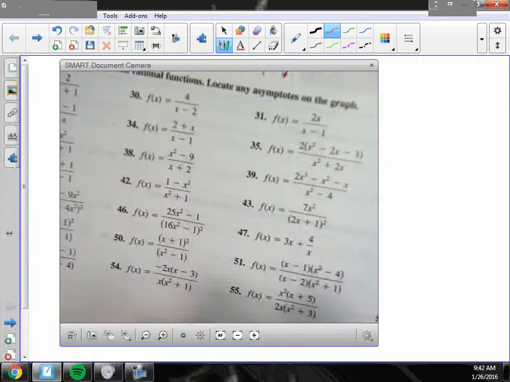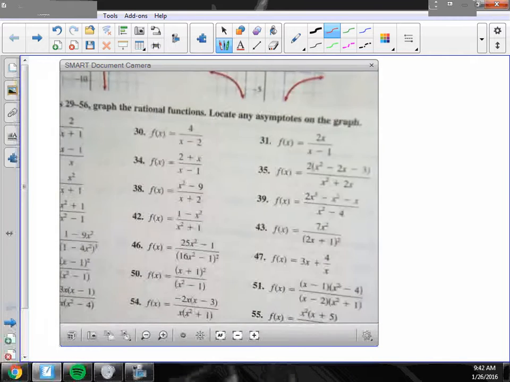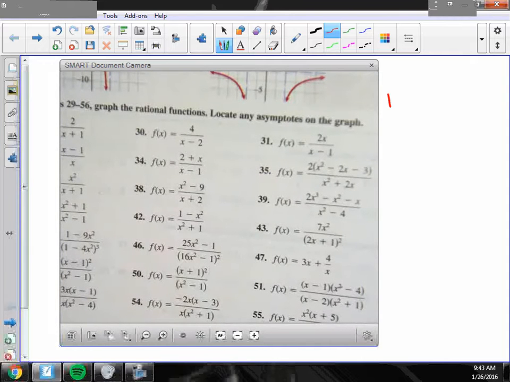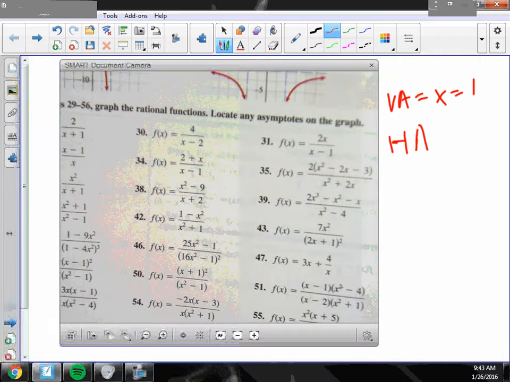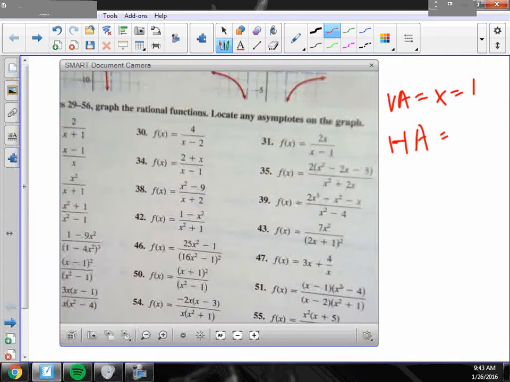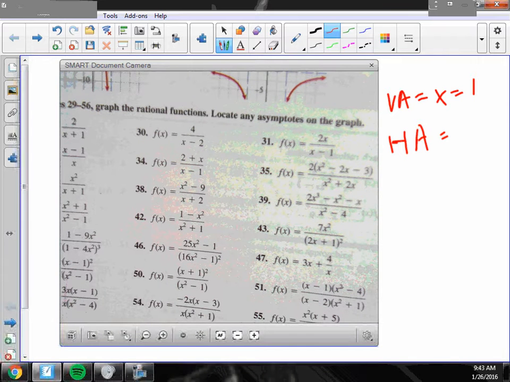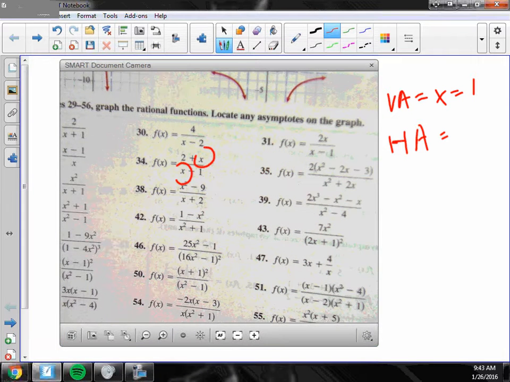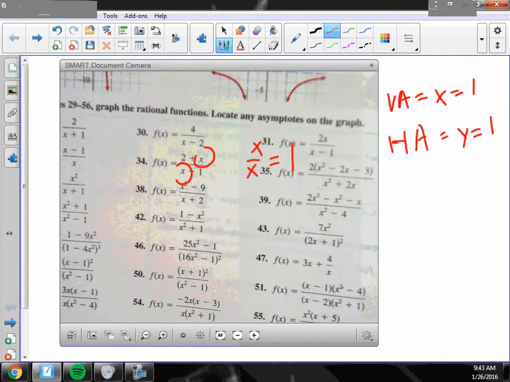All right, 34. So we have a VA at x equals 1. We have an HA where? What are we going to divide to figure out where the HA is? We're going to divide the largest degree on top by the largest degree on bottom, and x over x is 1. So y equals 1 is the HA.